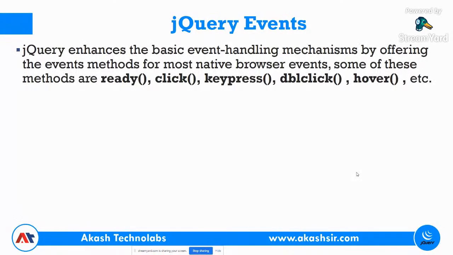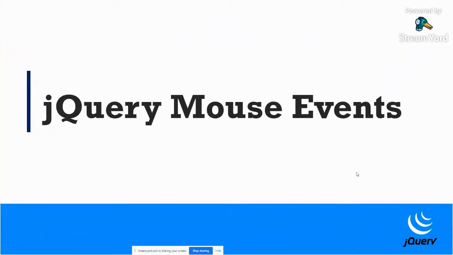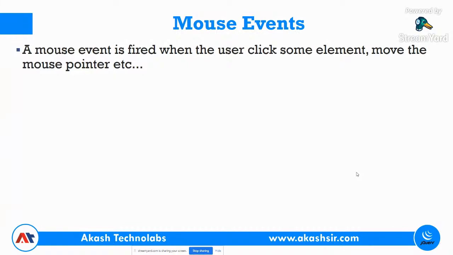Here you can see jQuery enhances the basic event handling mechanism by offering the event method for most native browser events. Some of these methods are ready, click, keypress, double click, and hover, etc. So these are the different methods, events. If we talk about the jQuery mouse event, a mouse event is fired when the user clicks some element or moves the mouse pointer, etc.